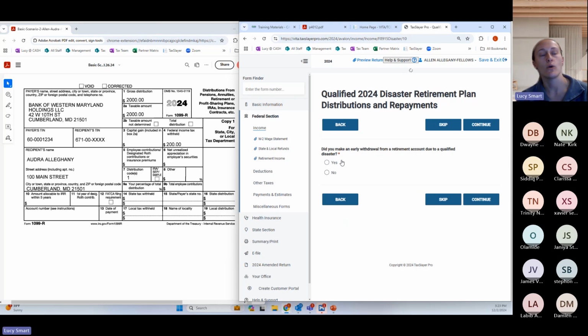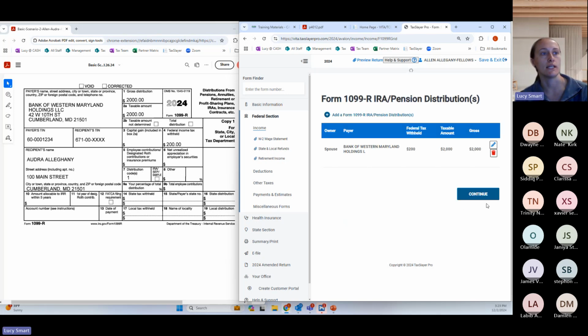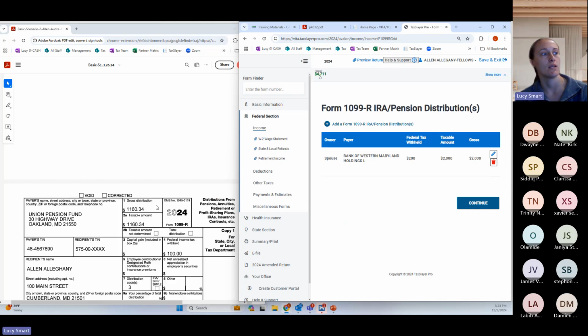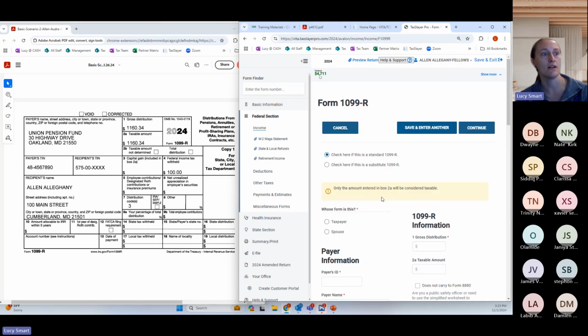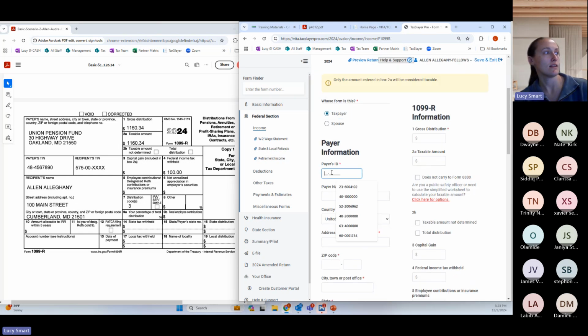All right, and then final question about this retirement with distribution. Did you make an early withdrawal from a retirement account due to qualified disaster? No. We'll click continue, and we see the whole form is there. We have another 1099-R for Alan, so we'll add another. Alan's the taxpayer. Payer ID.